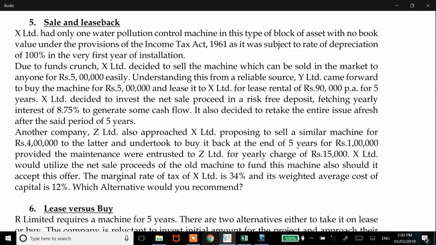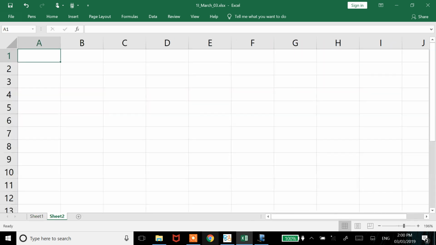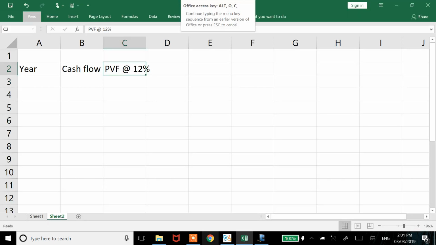Now year, cash flow, PV of DCF. What is the rate, discount rate? 12? No, WACC. Yeah, 12%, last line, PVF DCF.